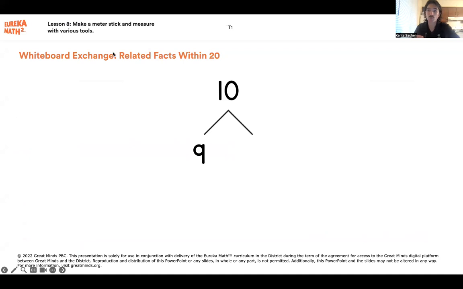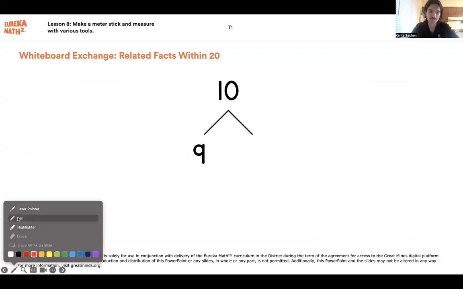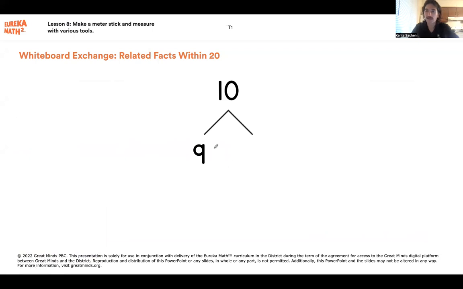So for example, we have the number 10 showing and the 9 showing, right? So I know that if I have 9 and I want to get to 10, I just need one more, right? I just need one more here. Great, so there's a couple addition and subtraction. Do you remember this from yesterday? I've been doing this a couple times this week already. So let's read these together.